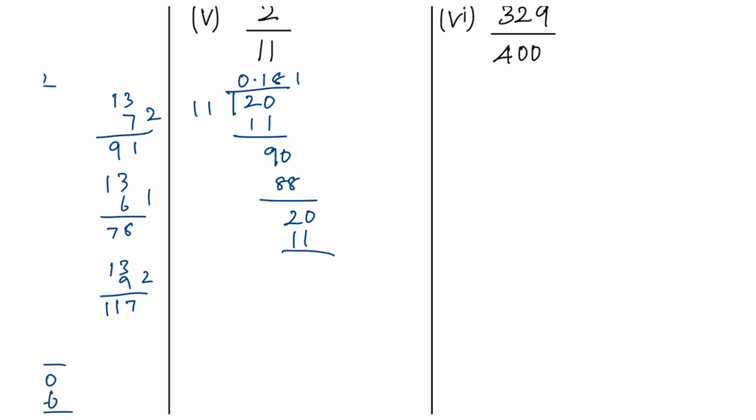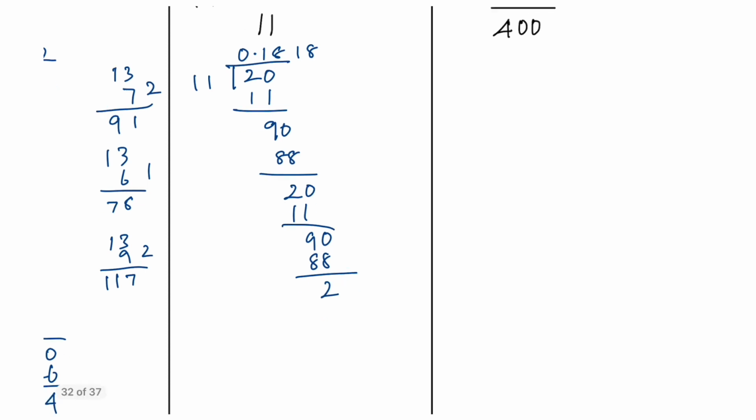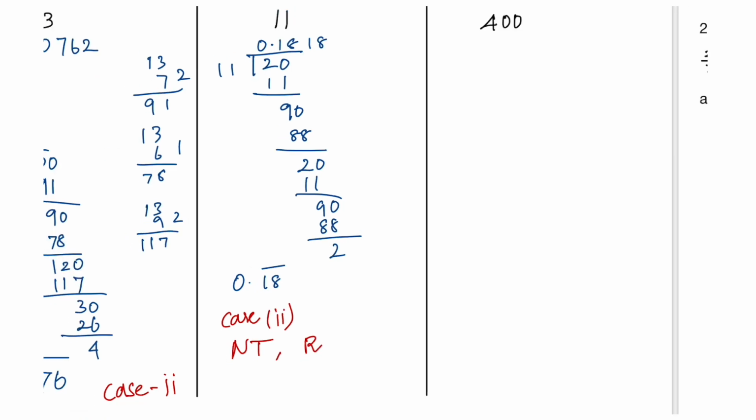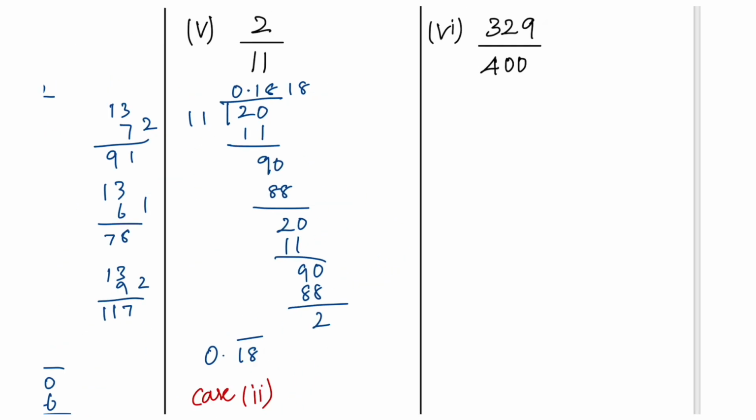So it's 11, 9, you get a 0, 8, 88, you get a remainder 2, so this keeps on repeating. So the value would be 0.18 bar. Okay, this 1 and 8, they keep on repeating. So again, it's case 2, meaning non-terminating. I'm just writing it in short, non-terminating but repeating. Okay, that is this fifth subdivision.